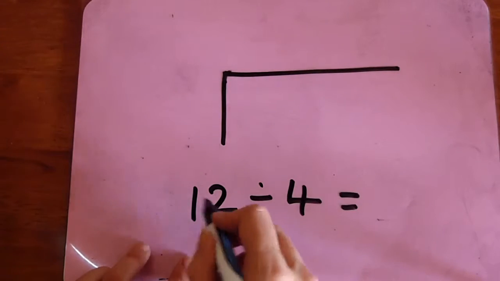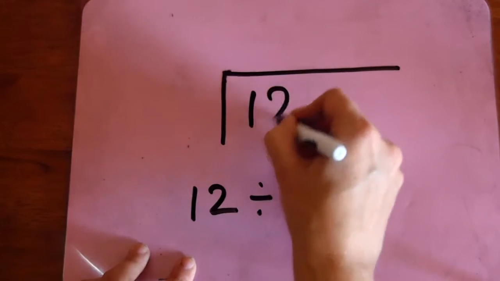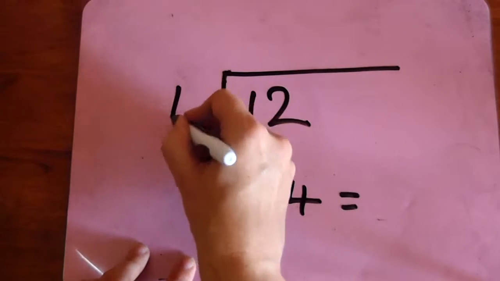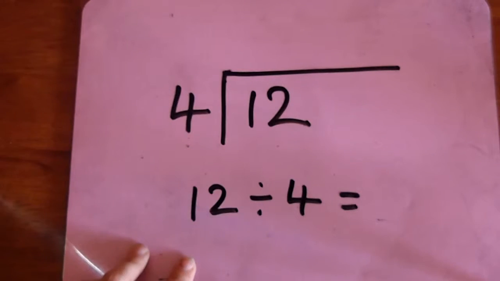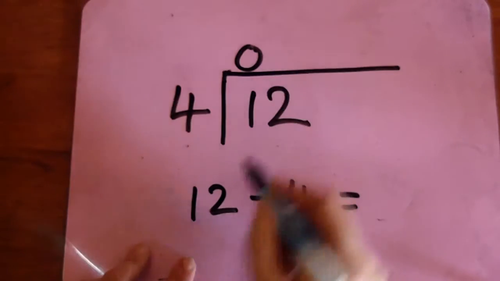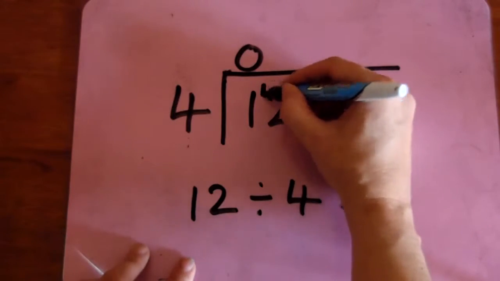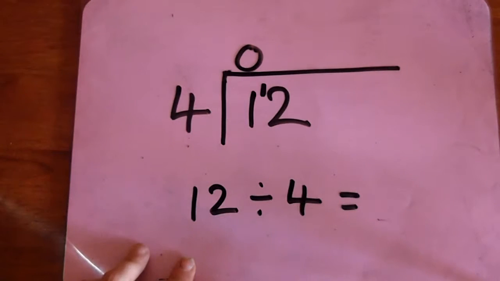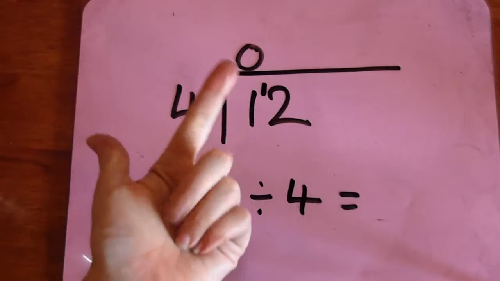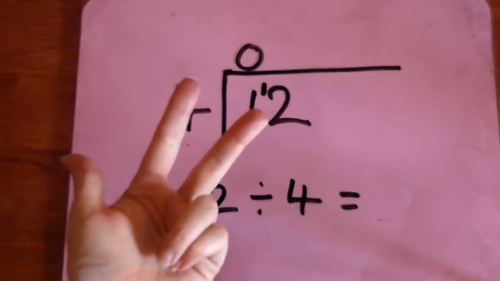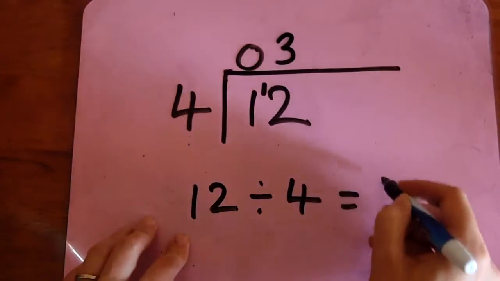Okay, so you put the 12 inside the box and the 4 outside the box, and you say how many 4s in 1? None. And you carry the 1 over to here. How many 4s in 12? Well, let's count up in 4s. 4, 8, 12. There's 3 4s in 12, so the answer is just 3.